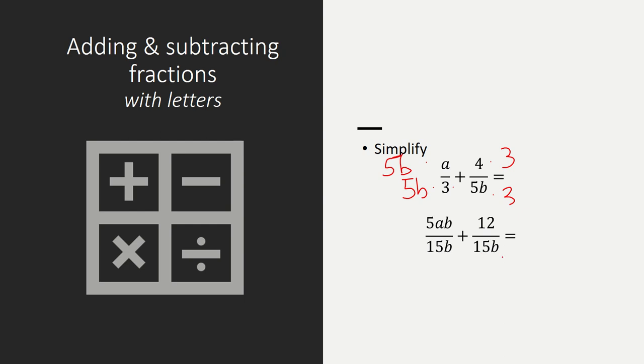Now the denominators are the same, so I am allowed to add the numerators. However, the numerators are non-like terms, so this means that I'm not allowed to add 5ab plus 12 because they're not the same. I may, however, put them together in one numerator because I'm dividing everything by the same thing. So you will get 5ab plus 12 divided by 15b. And this is your final answer. You cannot simplify it any further.